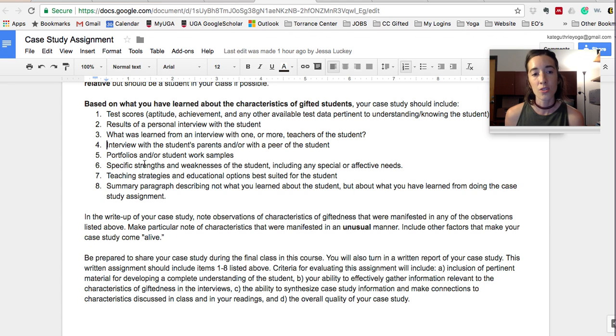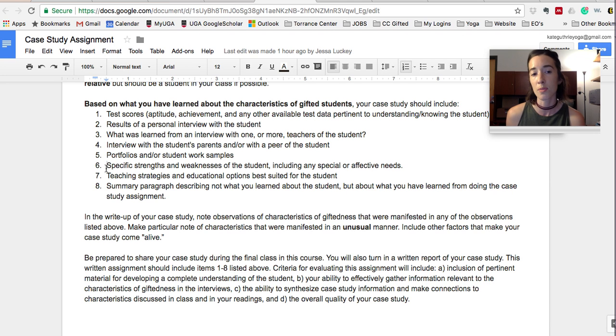5 is using a portfolio or student work samples. Can you collect samples either from what you've taken from your class, or maybe what that teacher might have, or maybe the student? High school students probably keep some of their stuff, so maybe ask what they might want to contribute that you can make copies of and get back to them.